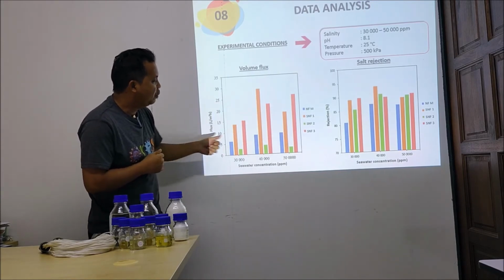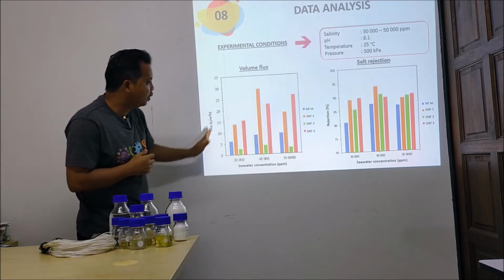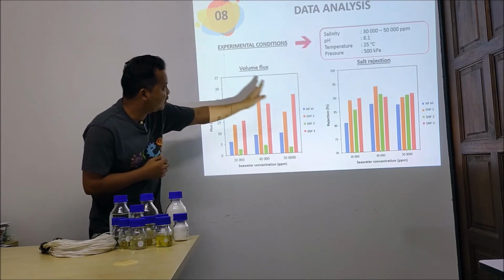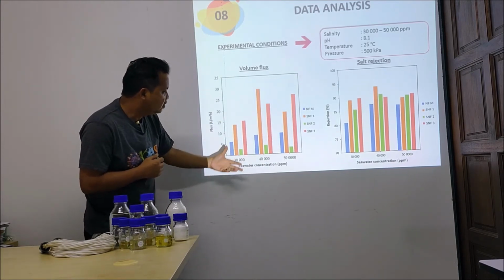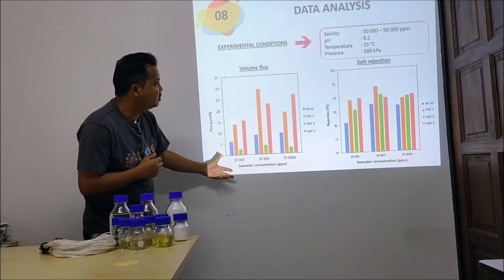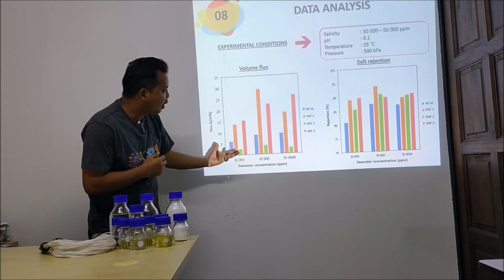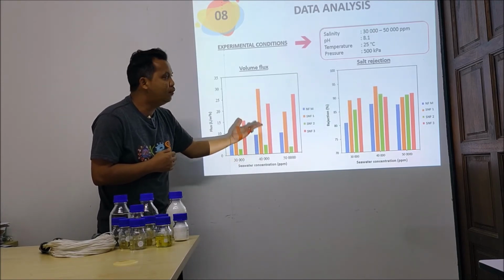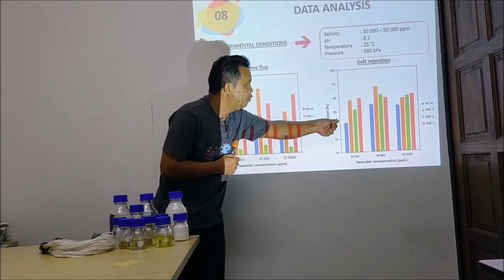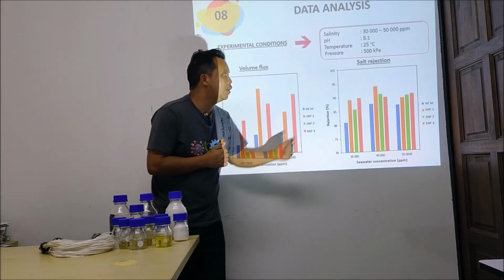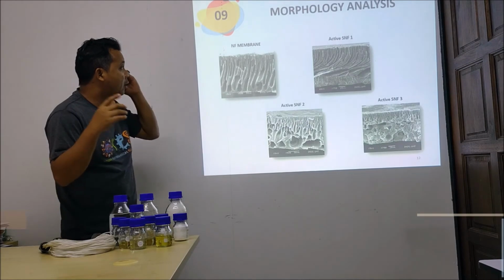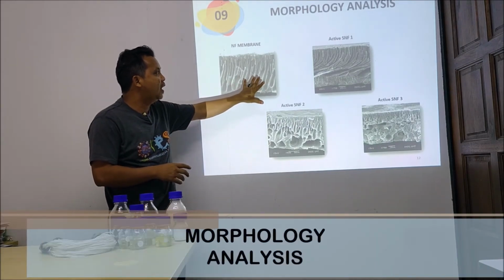We compare our membranes SNF1, 2, and 3 to the commercial polymeric membrane. For volume flux and salt rejection, this graph shows that our membranes SNF1, 2, and 3 have a better volume flux and also a much higher rejection compared to the common nanofiltration membrane.